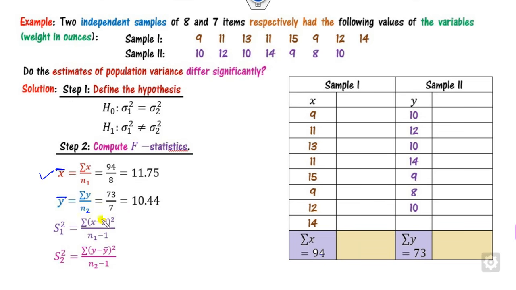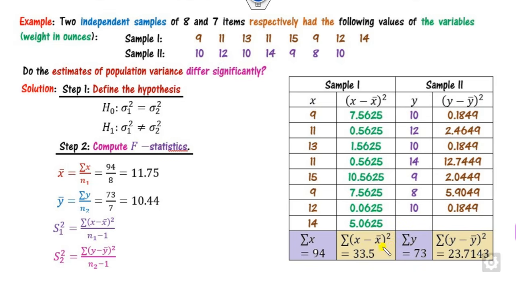Now after that, we need the value of xi minus x bar, squared. So it is 11.75. If we subtract from here, this will be 2.75 squared. Similarly, from here we get 0.75 squared, and so on. Similarly, for this we can compute yi minus y bar squared. After the calculation, you will get this number.